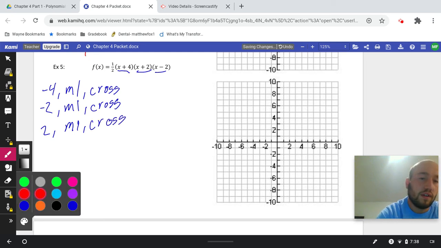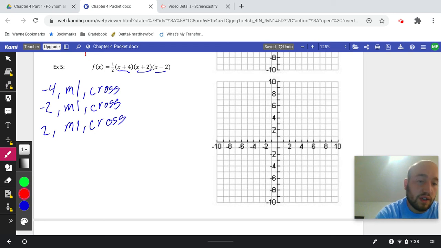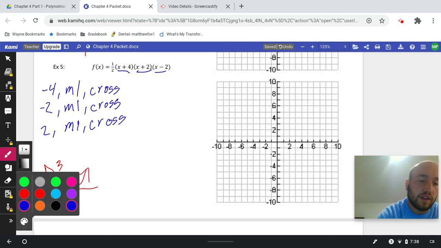Okay, so now our degree is 3. There's 3 x's, and it's positive. So we know start low, end high. And I forgot to plot those, so let me quick put -4. That's cross, -2. It's going to cross, and +2. It's going to cross. Okay, so now, before we can go, we need to solve for the y-intercept.